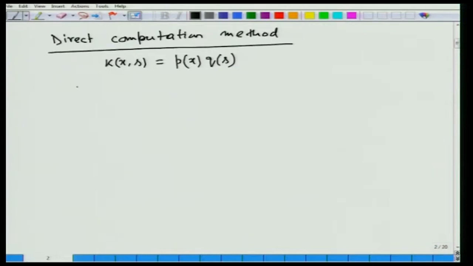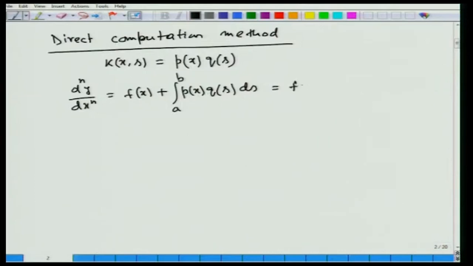So, with this type of kernel, the given integro-differential equation becomes dⁿy/dxⁿ = f(x) + integral from a to b of p(x) q(s) y(s) ds. As the range of integration is constant and p(x) and q(s) are in multiplicative format, we can write this as f(x) + p(x) times the integral from a to b of q(s) y(s) ds.